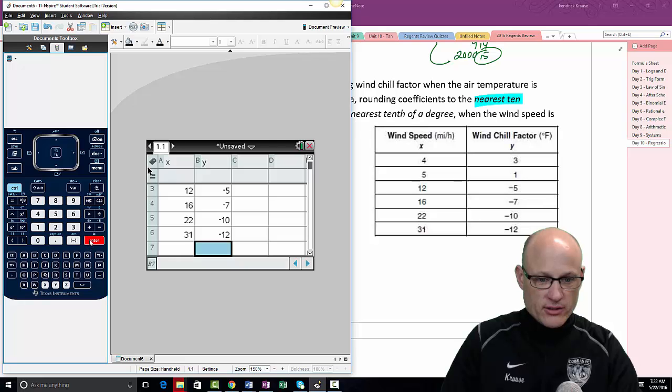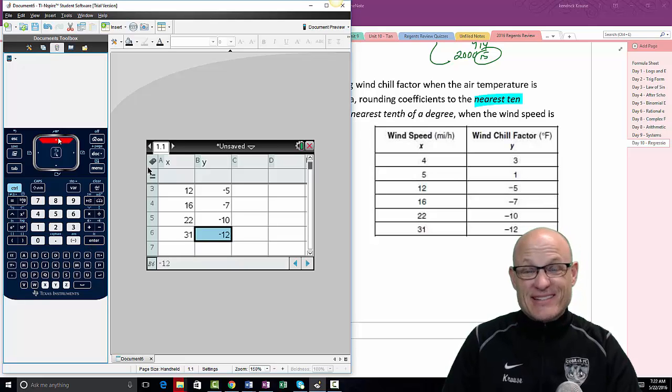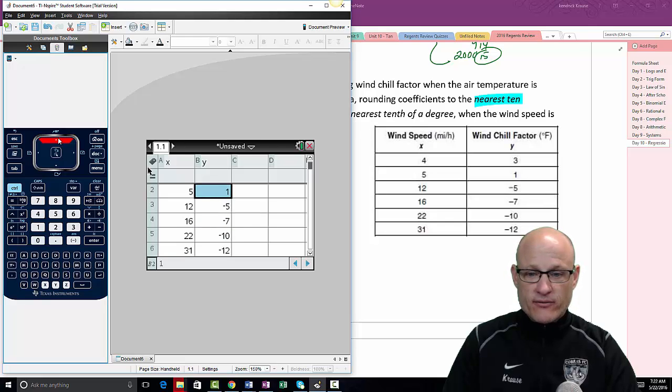I think I got those all in there, right? Most common mistake is not putting the numbers in correctly. Check them. 22, negative 10. 16, negative 7. 12, negative 5. 5, negative 1. And 4, 3.